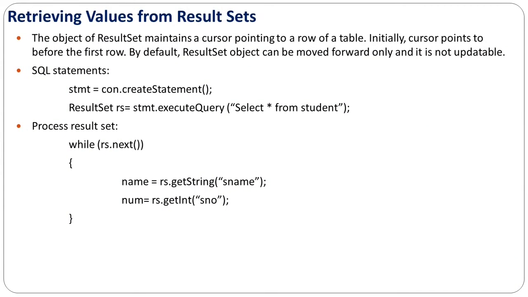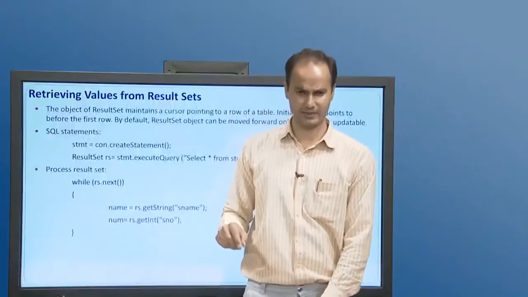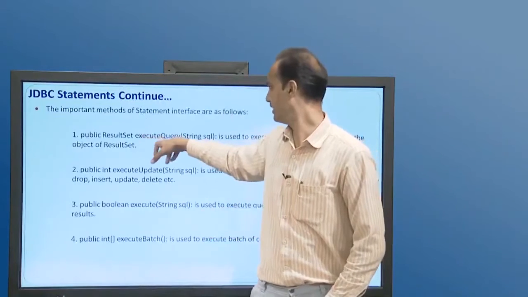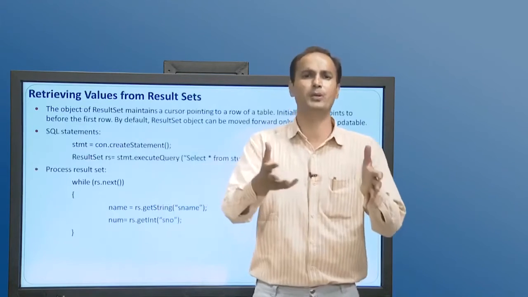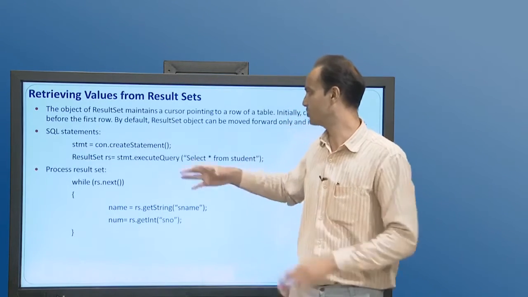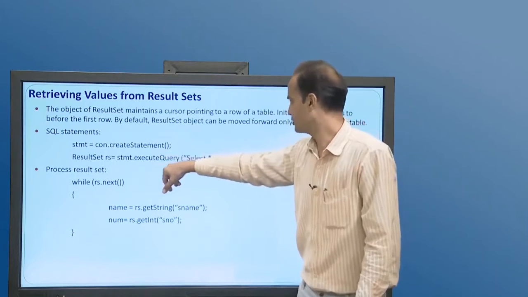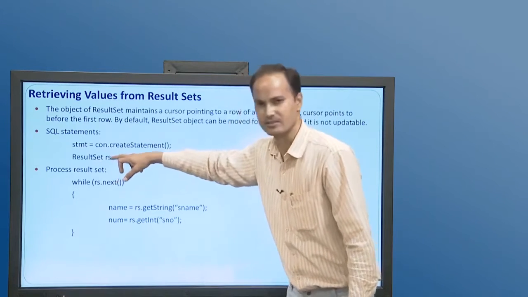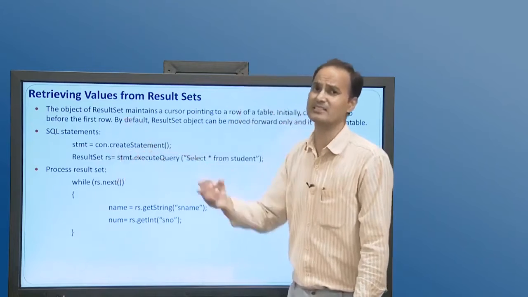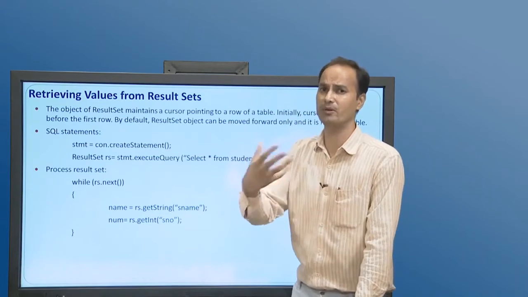Now, once we have used the methods of Statement, we will retrieve the results. First we have used the execute methods. In the previous slides we have seen that executeQuery returns a ResultSet. Once we have a result set, we want to manipulate it. So, how do we manipulate it? See here, executeQuery select star from student will return a result set in rs. That means rs contains a number of records. So, how do we process that?